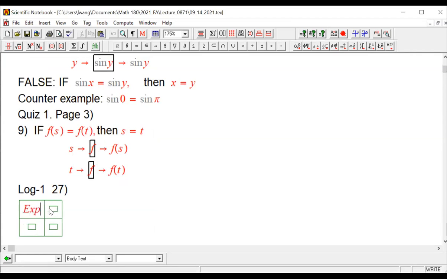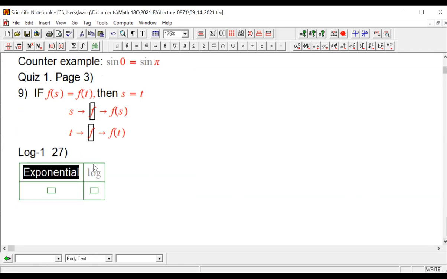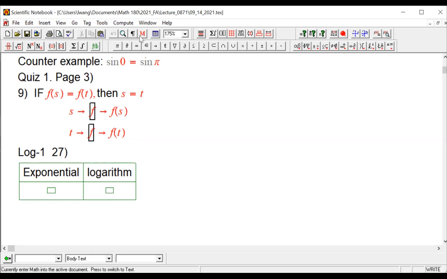So number 27, you have a column of exponential and you have a column of logarithm. And we're converting to each other. Number 27, you are given a logarithm, ln of x plus 1. Well, we haven't really talked about ln. We're going to talk about it today. But since you asked this question, I'm going to address it right now. So we want to write down the exponential form.